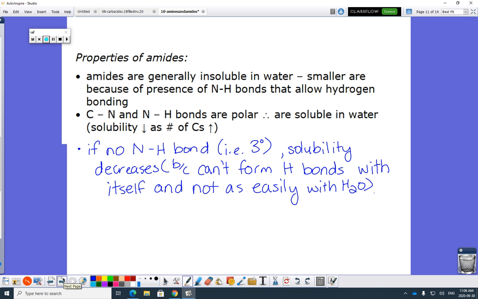So amides are generally insoluble in water. Again, the same thing with an ester. They get pretty big pretty fast because usually there's more than one carbon chain. If it's an amide that has NH bonds, like this one does, and it's small, then it can hydrogen bond. They are polar. CN bonds are polar. CO bonds are polar. So if they're small, then they will be soluble in water. But if there is no NH bond, so tertiary ones, like we highlighted in the first slide, then solubility will decrease because it can't form hydrogen bonds with itself and not as easily with water. But again, if you printed the note off, this is already there, okay?